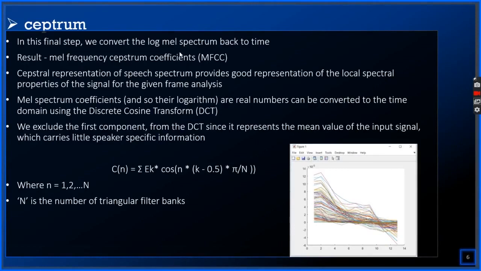Here we bring the signal back from the frequency domain to the time domain. The cepstral representation of the speech spectrum provides a good representation of the local spectral properties of the signal for a given frame analysis, and the MFCC, which are real numbers, can be converted to the time domain using the discrete cosine transform. This is the formula for applying the discrete cosine transform. We exclude the first component from the DCT since it represents the mean value of the input signal, and these are the MFCC we have computed using MATLAB.